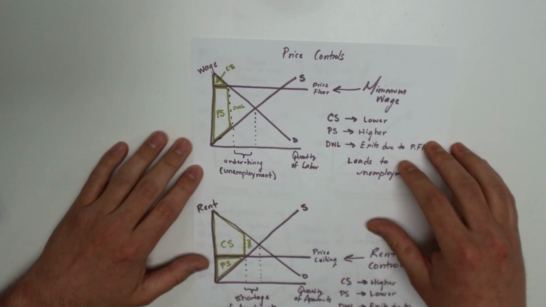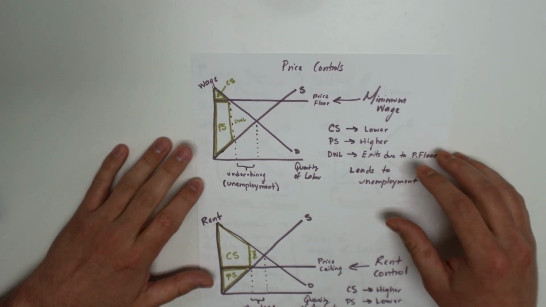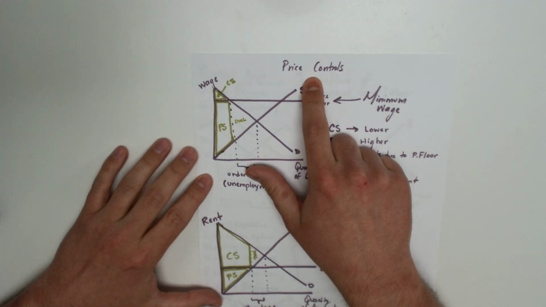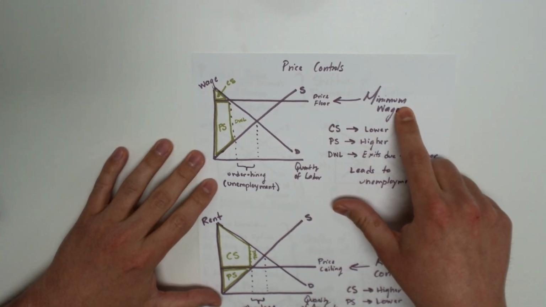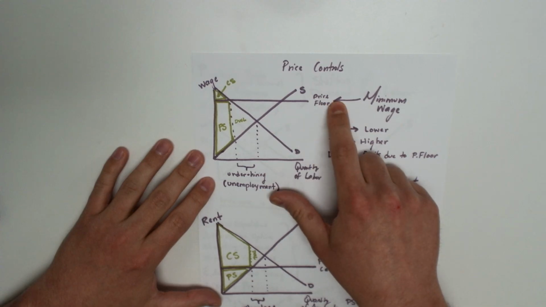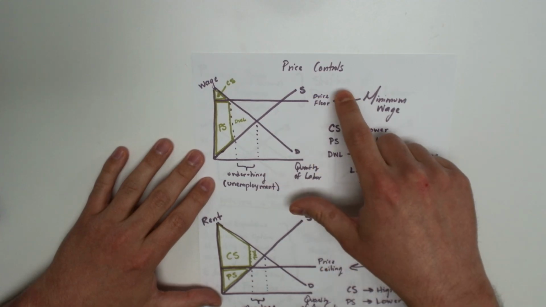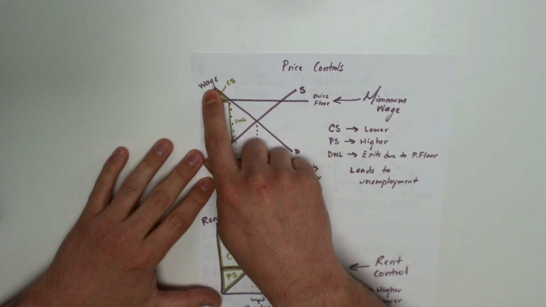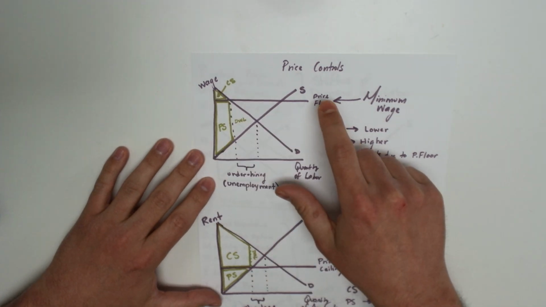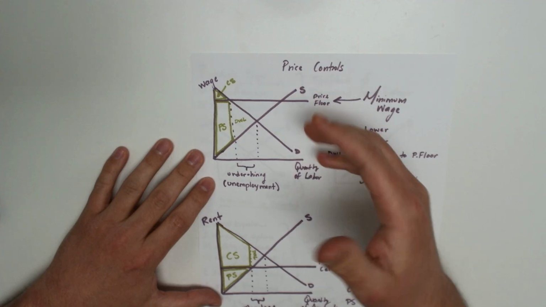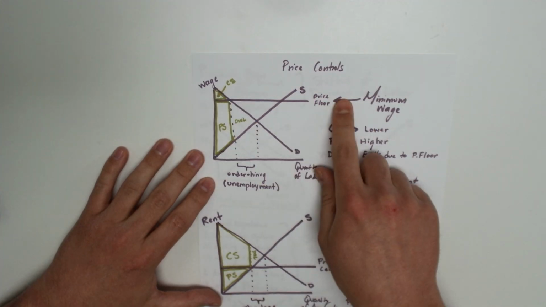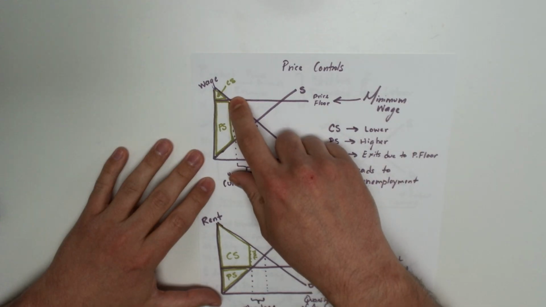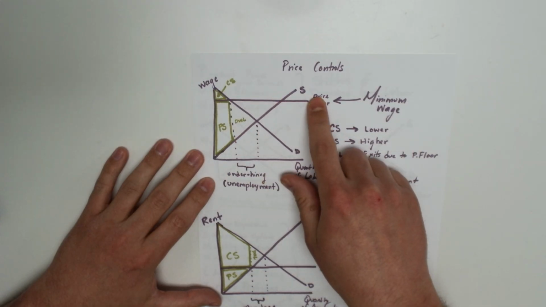Something that the government might try to do to set prices in the labor market is to institute a price control, such as the minimum wage. The minimum wage is a price floor, so it is the lowest possible price. In this example, it is the lowest possible wage, because we're in the labor market, that can be paid for labor.